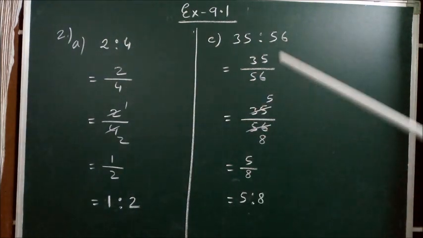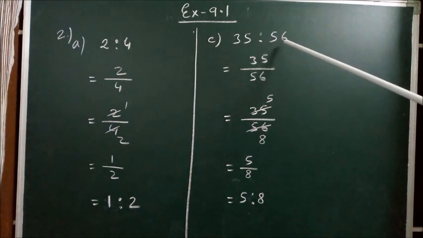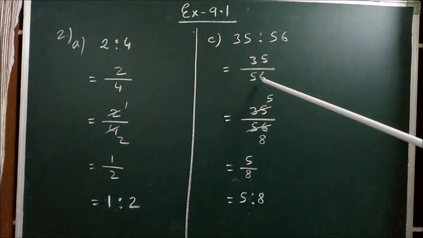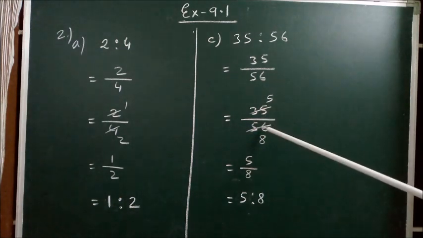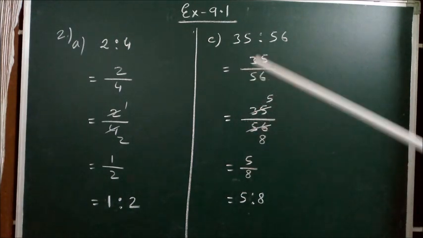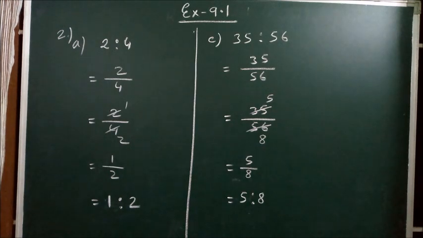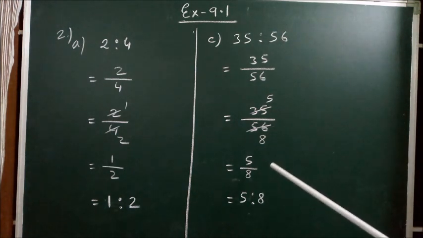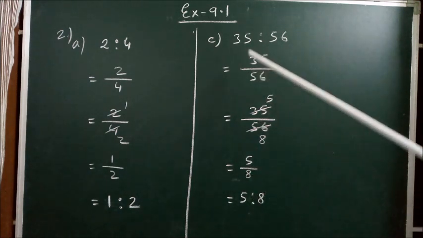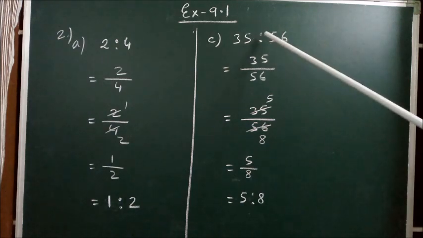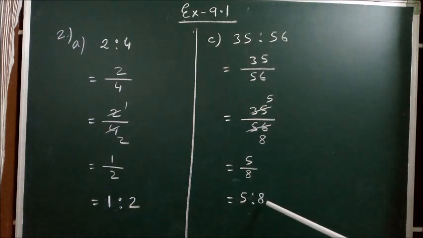In the same way, 35:56 can be written as 35/56, which is divisible by 7. 7 5s are 35, 7 8s are 56. So it can be written as 5/8, which is equal to 5:8. So the simplest form of 35:56 is 5:8.